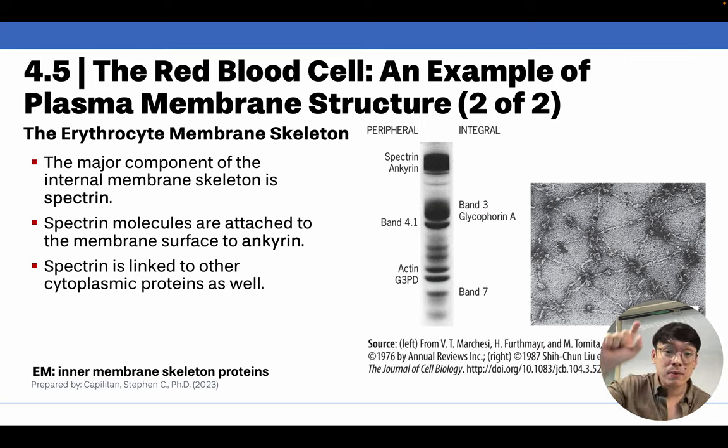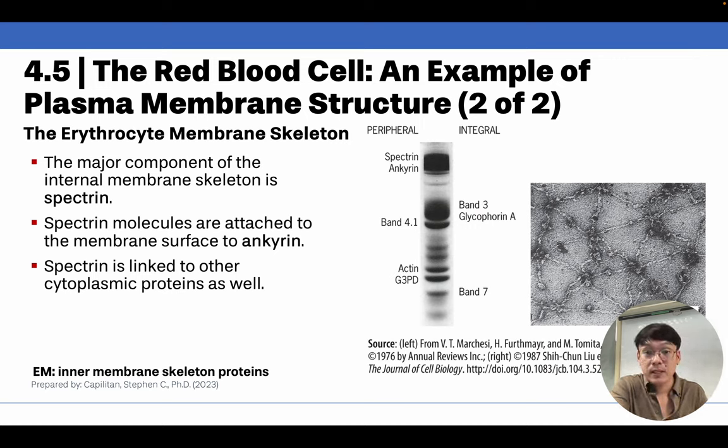You'll see the bands in the peripheral and integral portions. These come from SDS polyacrylamide gel electrophoresis, which we call SDS-PAGE. SDS-PAGE is a method used to fractionate the proteins of the erythrocyte membrane. The proteins are classified according to their sizes, from the largest to the lightest, according to their atomic mass. This comes from the side of the gel, this photo here. We see here spectrin, ankyrin, band 4.1, actin, G3PD, band 3, glycophorin A, and band 7.